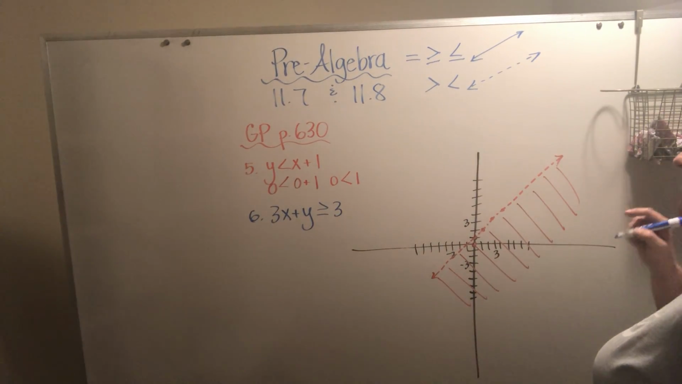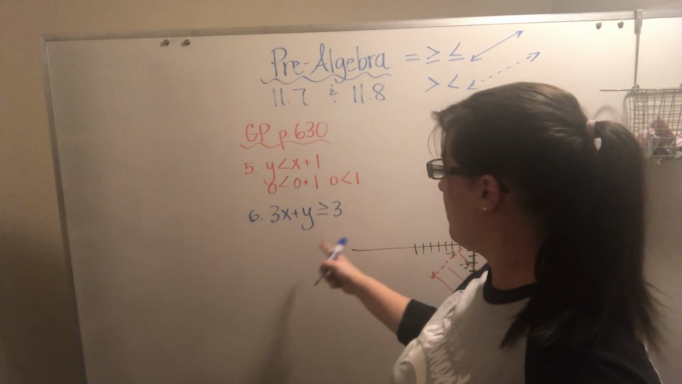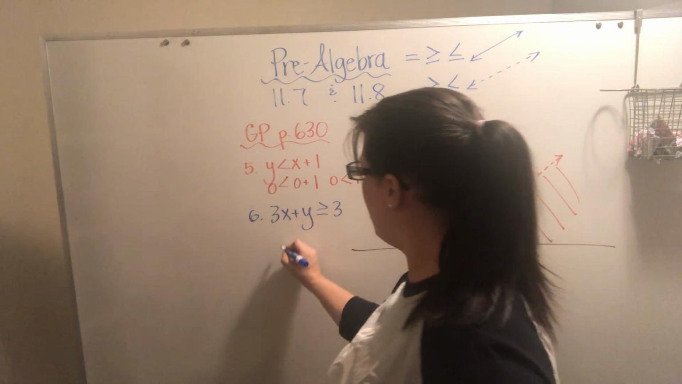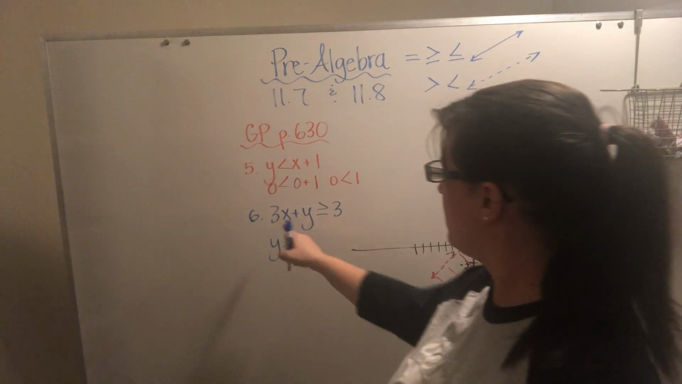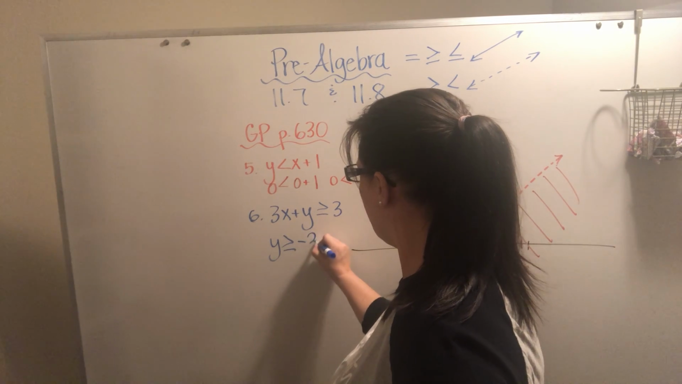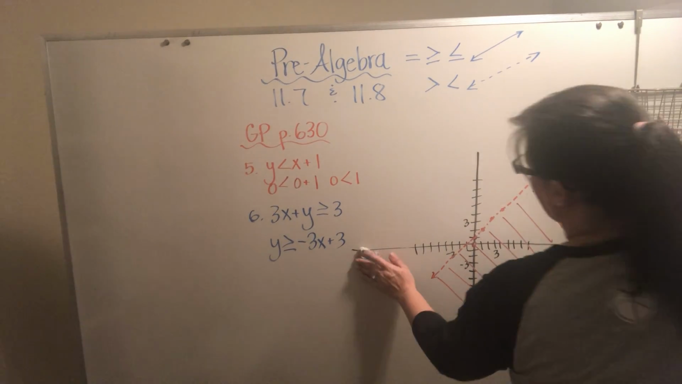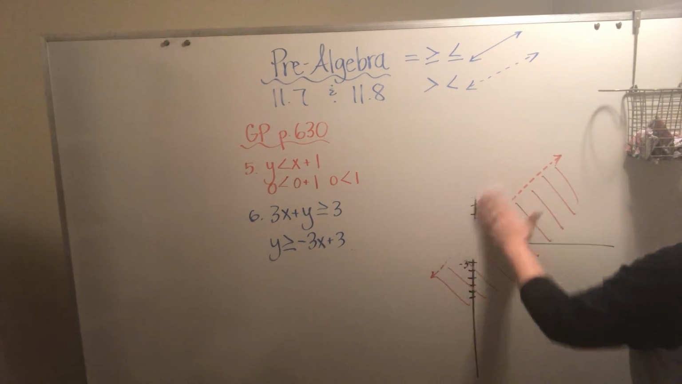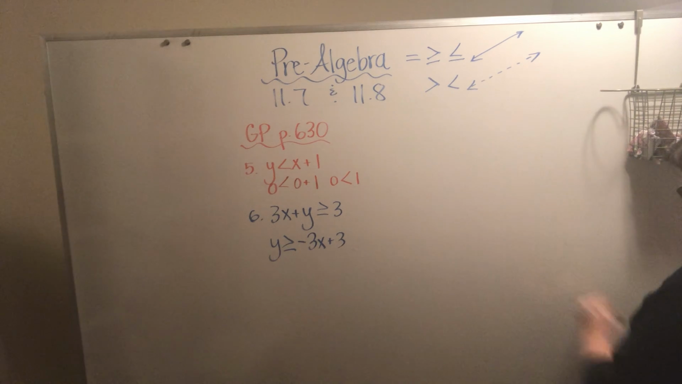Okay, so first thing you need to recognize, that's not slope-intercept form, and I want it to be. So I'm going to move my 3x. Y is greater than or equal to negative 3x plus 3. And just by looking at that inequality, I'm going to change my mind about trying to overlap a graph here, which would be a big disaster.